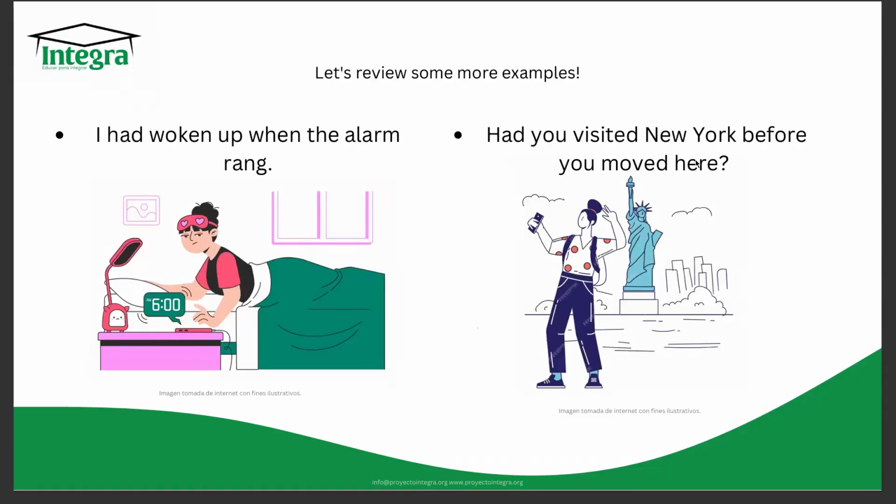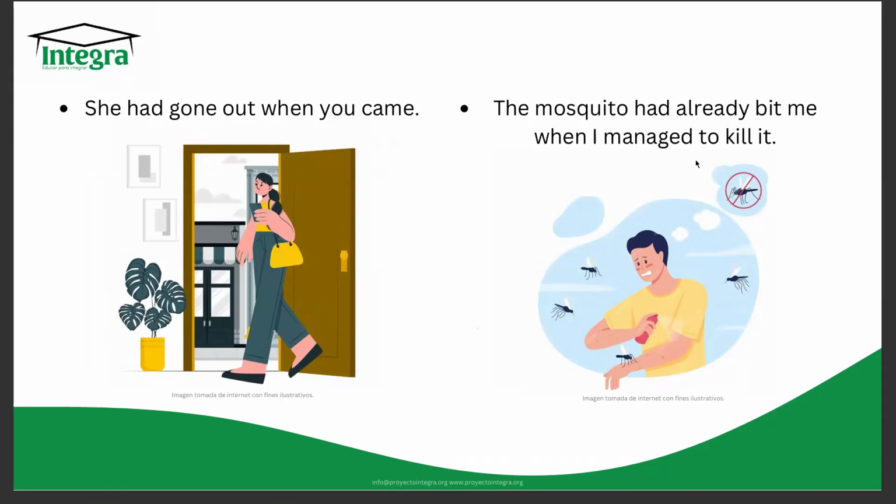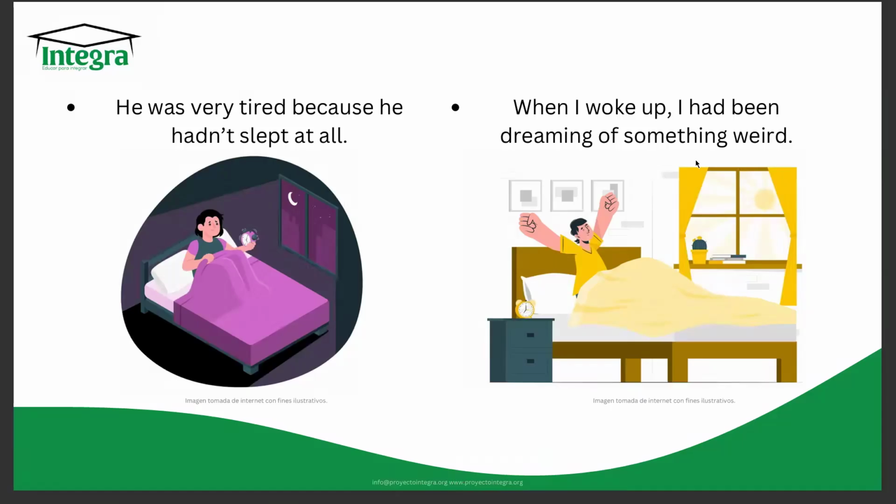Now, lastly, let's review some more examples of this tense. I had woken up when the alarm rang. Had you visited New York before you moved here? She had gone out when you came. The mosquito had already bit me when I managed to kill it. He was very tired because he hadn't slept at all. When I woke up, I had been dreaming of something weird.